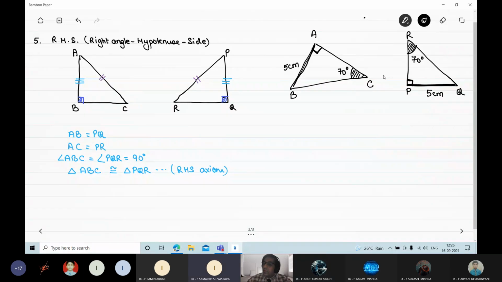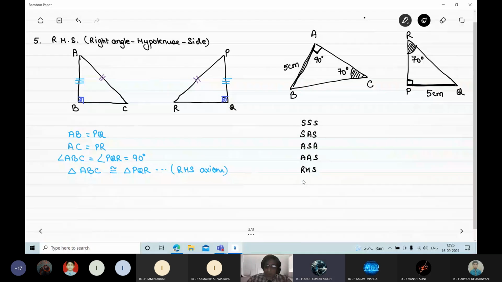Yes, sir. Yes, sir. No, sir. By which criteria are they congruent? Will you use SSS? So they are not congruent. Will you use ASA, AAS, RHS, or none of the above? Sir, AAS. Okay, so one person says AAS. So I'm taking the answer as none of the above.